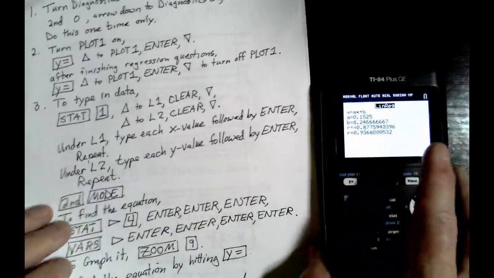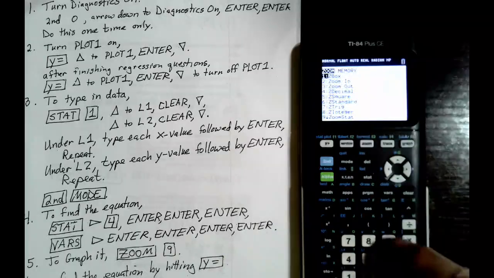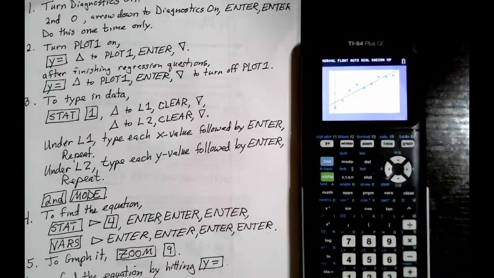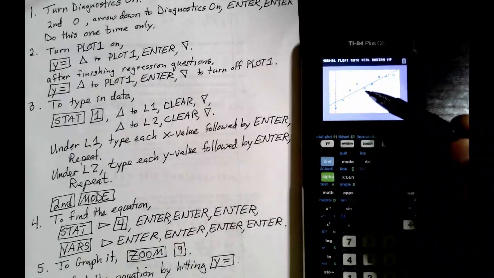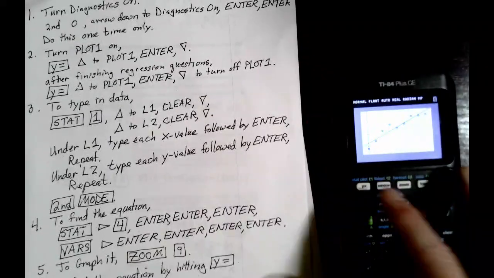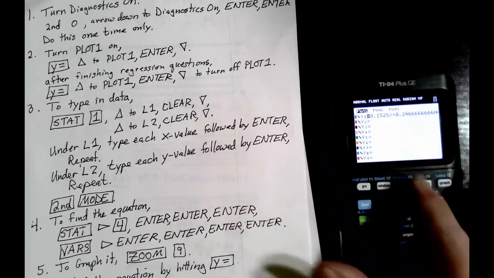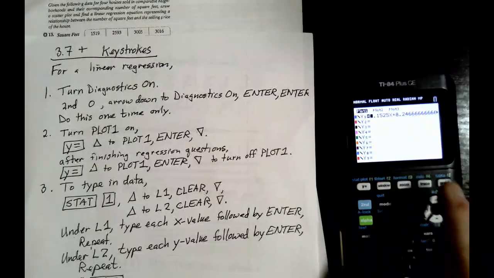Now if you want to see what your equation looks like, just hit zoom and then the number 9. And you'll see not only your data points, but you'll see your line. Okay? And so look at your line. Notice your line hits some points below and some points above, and some points it comes really close to actually hitting them. Now if you want to see your equation, just hit y equals and it's right there. And that's how you ask your calculator to find an equation of a line for you.